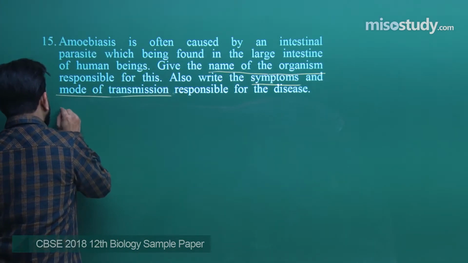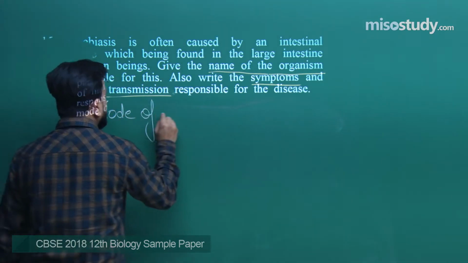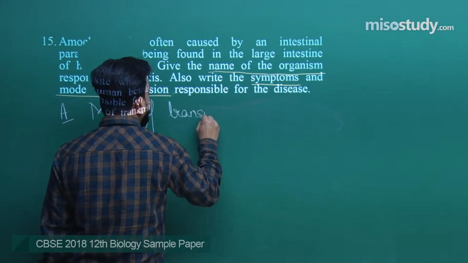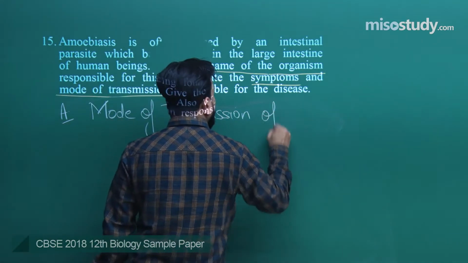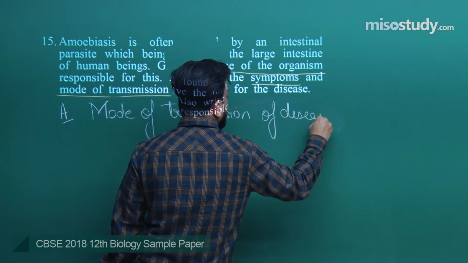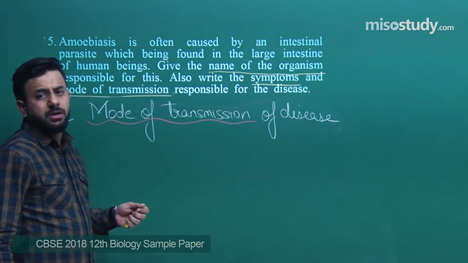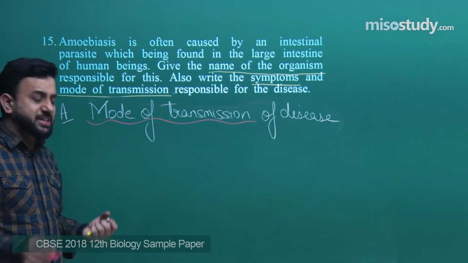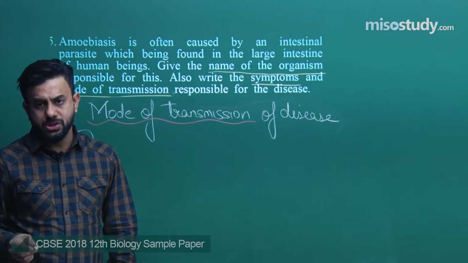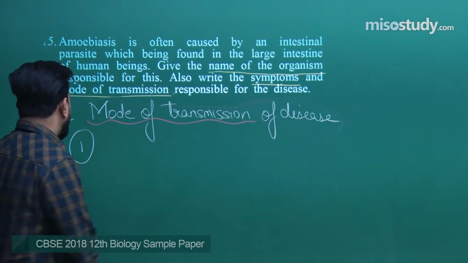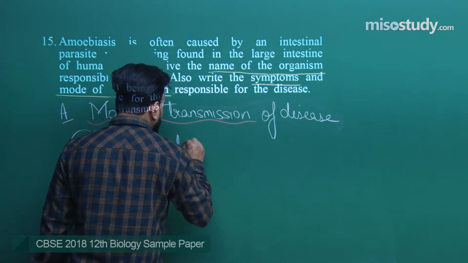So the third part of the question says mode of transmission of disease. Right, friends? Now the various modes of transmission of disease can be, the first one we will see, the feco-oral route, the orofecal or the feco-oral route, whatever you say.